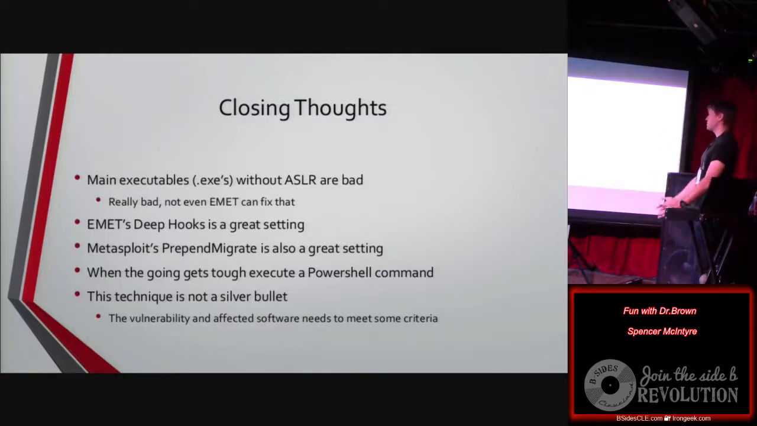So just some closing thoughts, some of the things that I learned from messing around with this. Main executables without ASLR is apparently bad. From having spoken with Microsoft, they consider that to be the worst case scenario. If the main executable is not marked as ASLR and the ASLR setting is cranked up to the max, that module is still not going to be at a random base. Emmet can't do anything about it, which is why in our exploit we were still able to pick on that primary executable, which is just bad development, really.